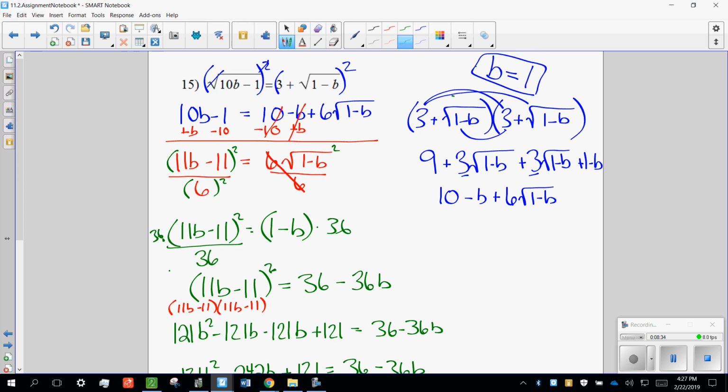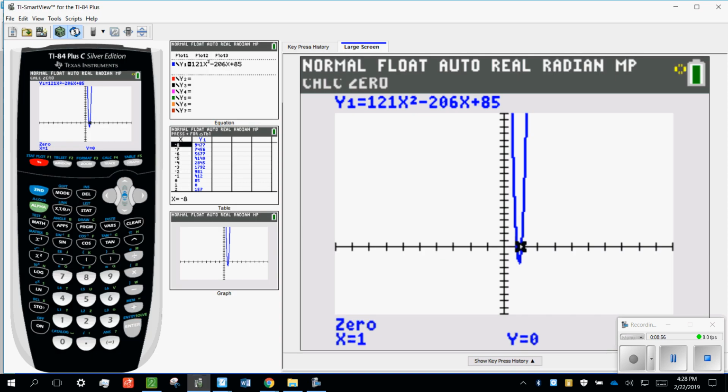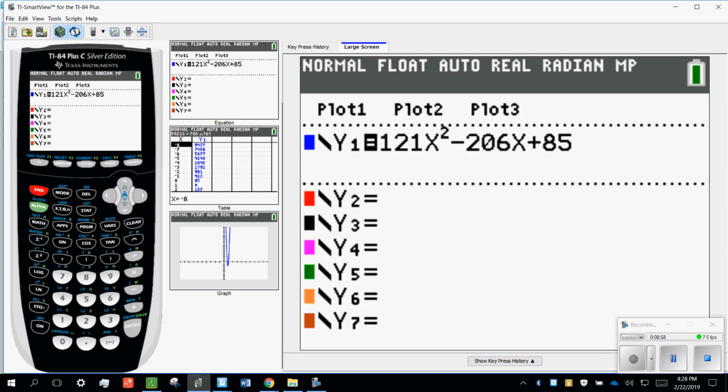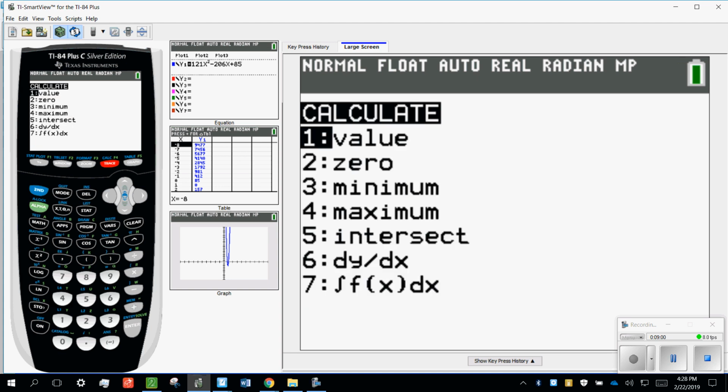Okay, so if you go back and you check it, you get the square root of 10 times 1 minus 1. It's the square root of 9. Is that equal to 3 plus the square root of 1 minus 1? Square root of 1 minus 1 is the square root of 0, which is 0. So is the square root of 9 3? Sure is.